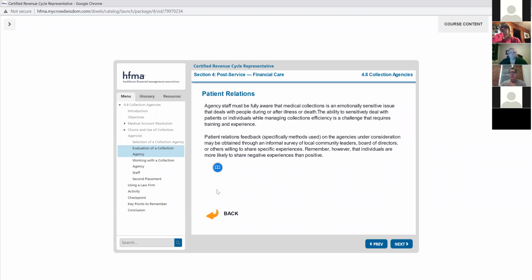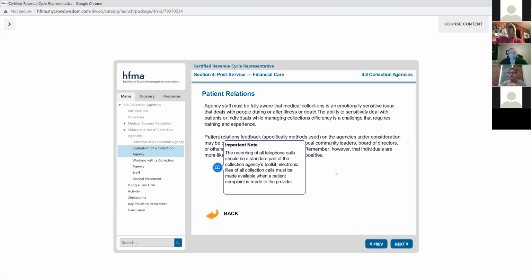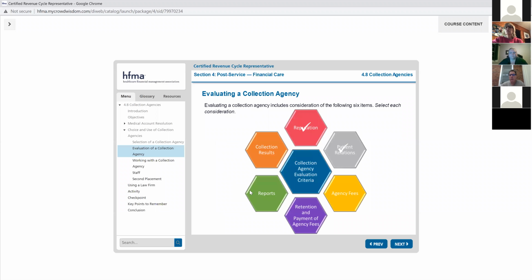Agency fees, net dollars recovered is the total cash collected by the agency less the collection agency's fees. Okay, pay attention to that because that might be a question on there.